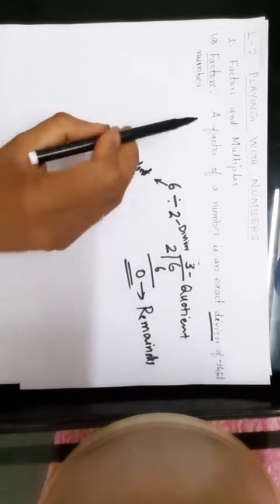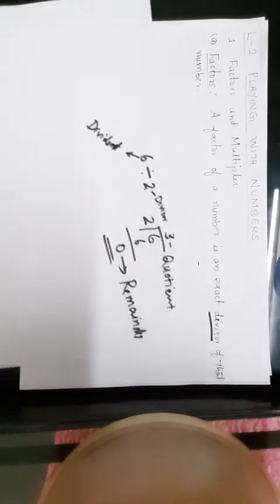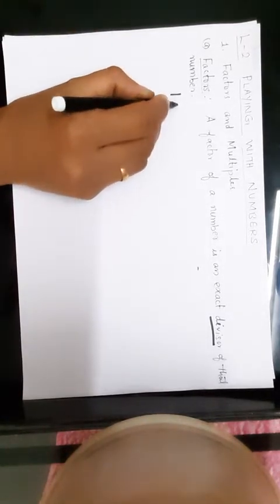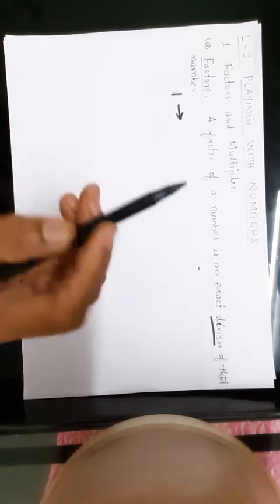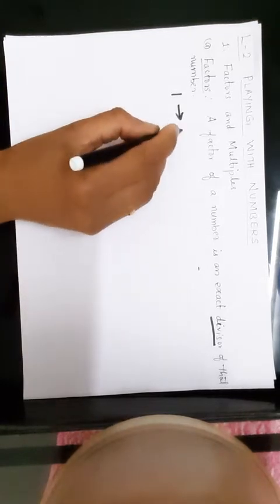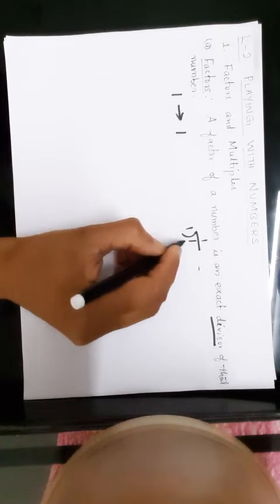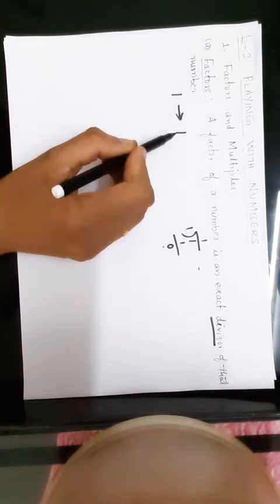So what is a factor? A factor of a number is an exact divisor of that number. For example, let us see the factors of 1. What number divides 1 so that the remainder is 0? That is 1. When we divide 1 by 1, we get 1, remainder 0. So 1 is an exact divisor, so it is called a factor.